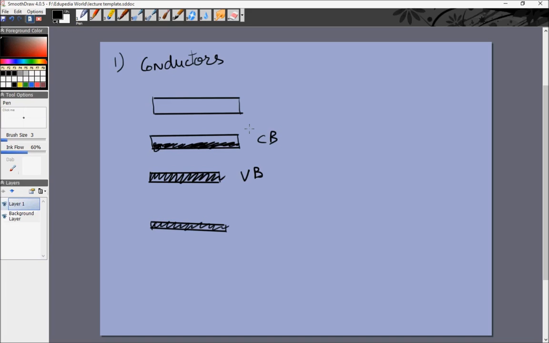Right. This is generally true if the outermost subshell has an odd number of electrons, like we saw in the case of sodium, where we had 1s2, 2s2, 2p6, 3s1.